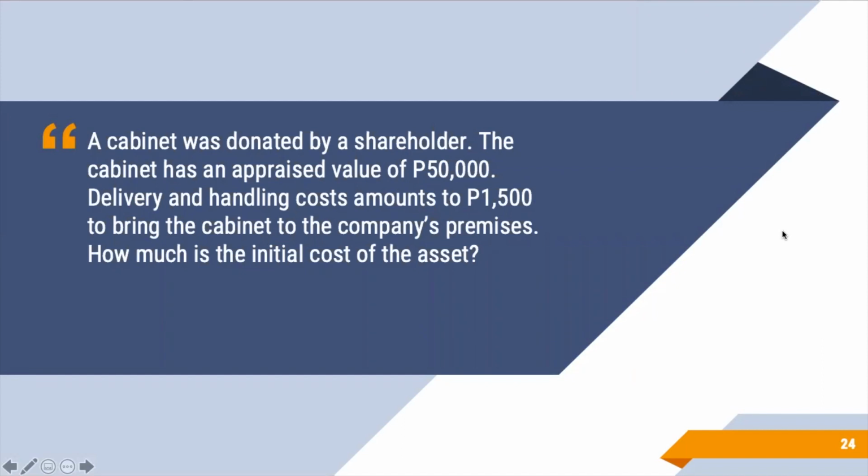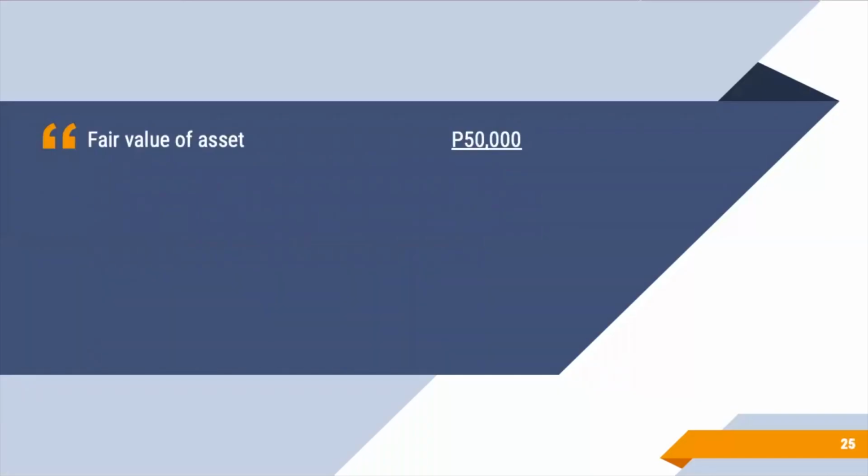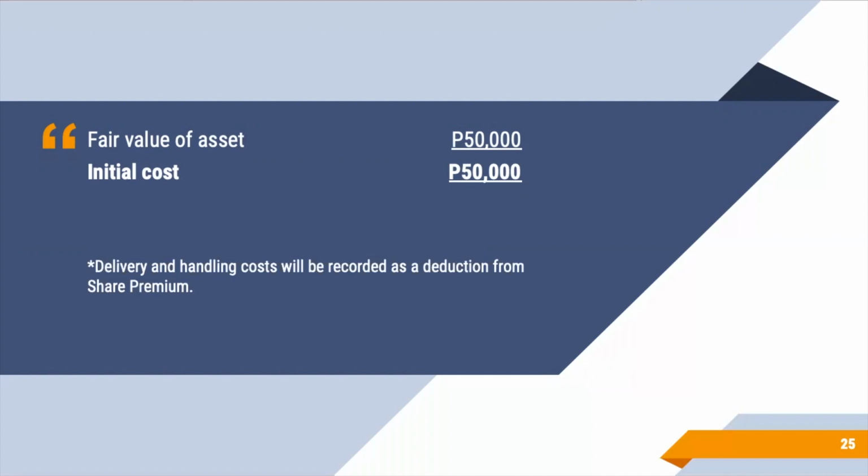So for example, a cabinet was donated by a shareholder. The cabinet has an appraised value of 50,000. Delivery and handling cost amounts to 1,500 to bring the cabinet to the company's premises. How much is the initial cost of the asset? The answer is, the fair value of the asset is 50, so that's the initial cost of the cabinet, 50,000 pesos. The delivery and handling cost will be recorded as a deduction from share premium since this asset was donated by a shareholder.